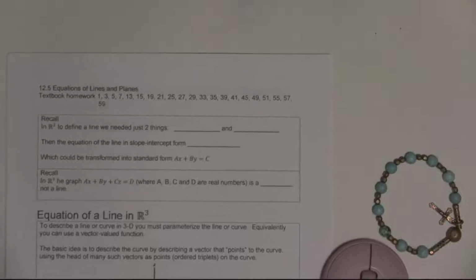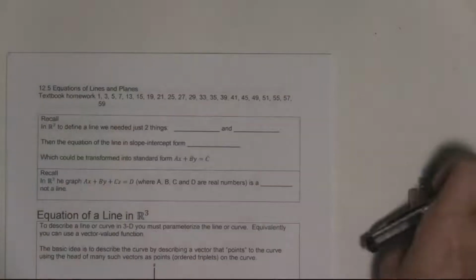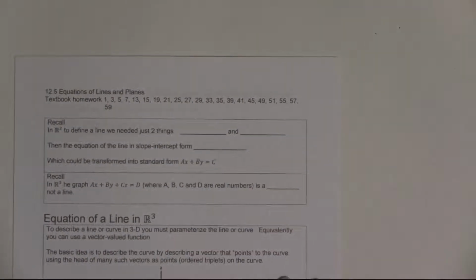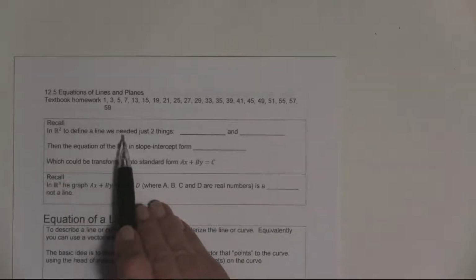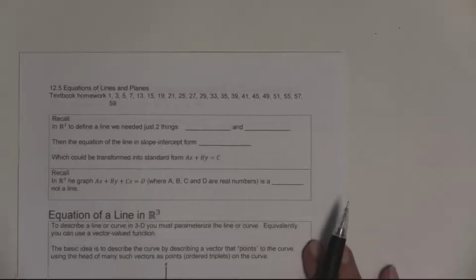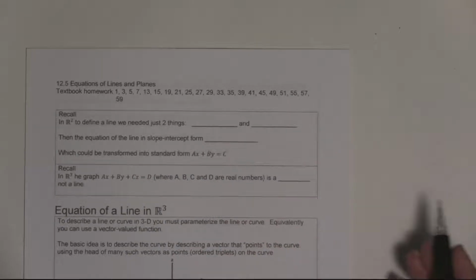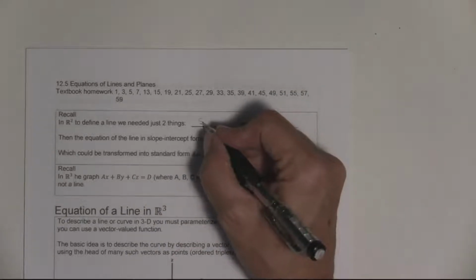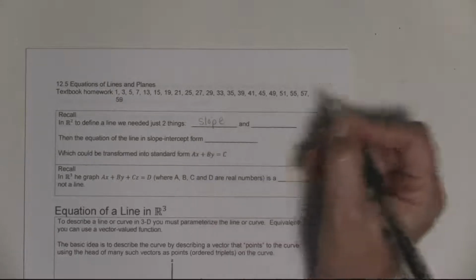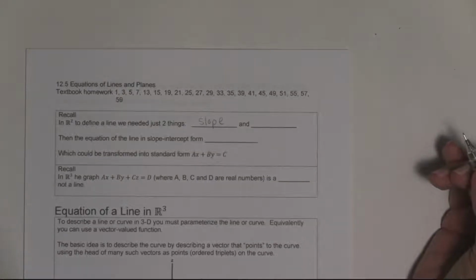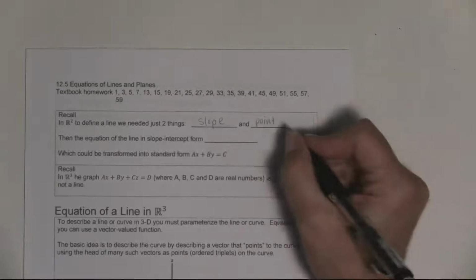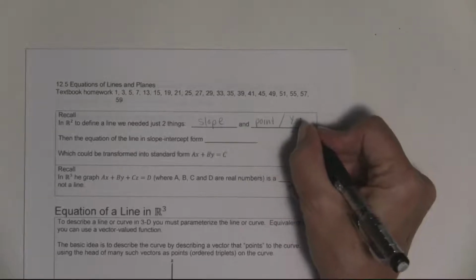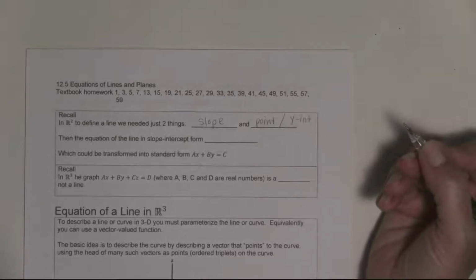Okay, so the equation in R2, to define a line, we just needed two things. Do you guys remember what those two things were? We needed the slope, and we needed a point and or the y-intercept. And it was better if we had the y-intercept.